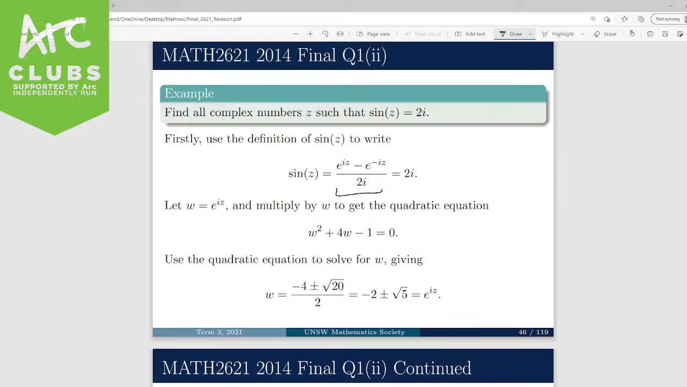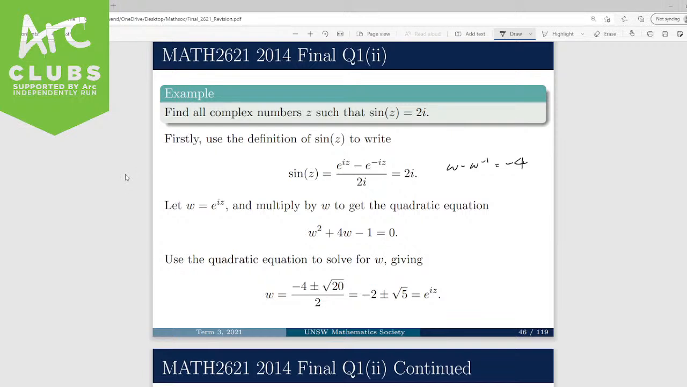What you're going to do is let e to the power of iz be w. If this was something like sinh, where it was e to the power of z, you would have just let w equal e to the power of z. So the whole point of letting w equal e to the power of iz is your equation ends up looking like this. Multiply the 2i up, and when you multiply w to it, it gives you a quadratic equation. So you can actually solve for w using that legendary technique, the quadratic formula.